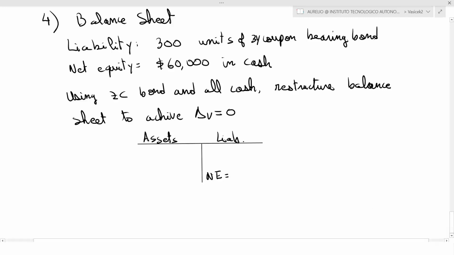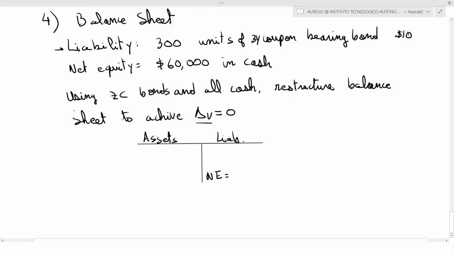So imagine that you have a liability of 300 units of the 3-year coupon bearing bond that we priced before, the one with the $10 coupon. And then we have also net equity of $60,000 in cash. And now we need to use the zero coupon bonds that we have and all cash to restructure the balance sheet to achieve a delta Vasicek equal to 0.